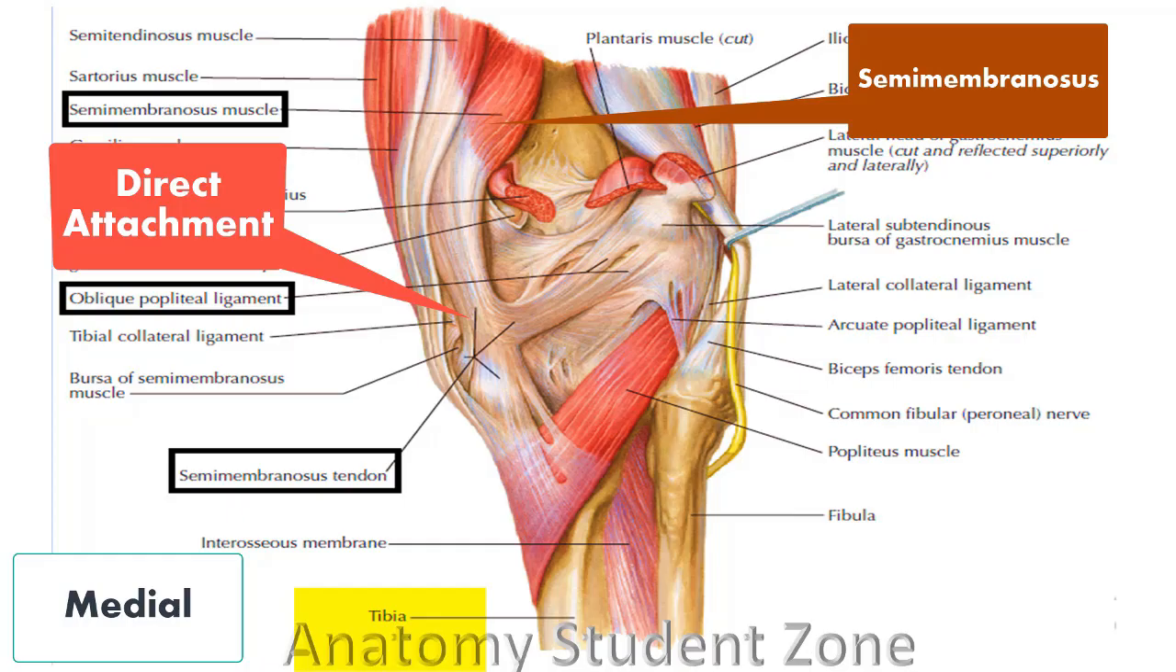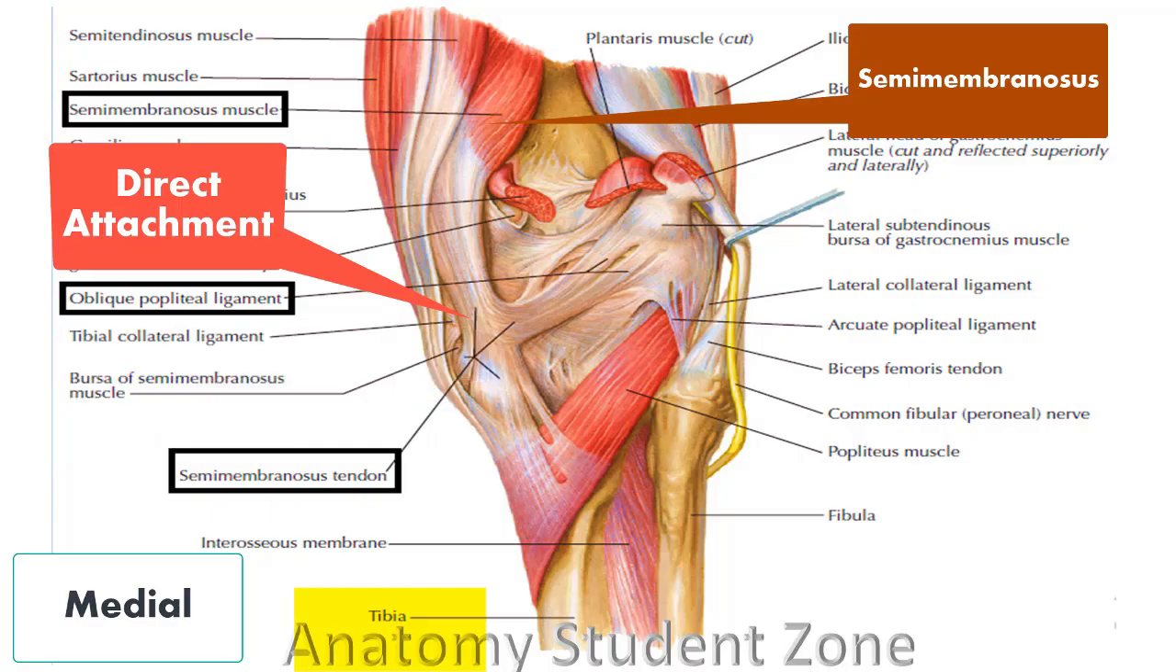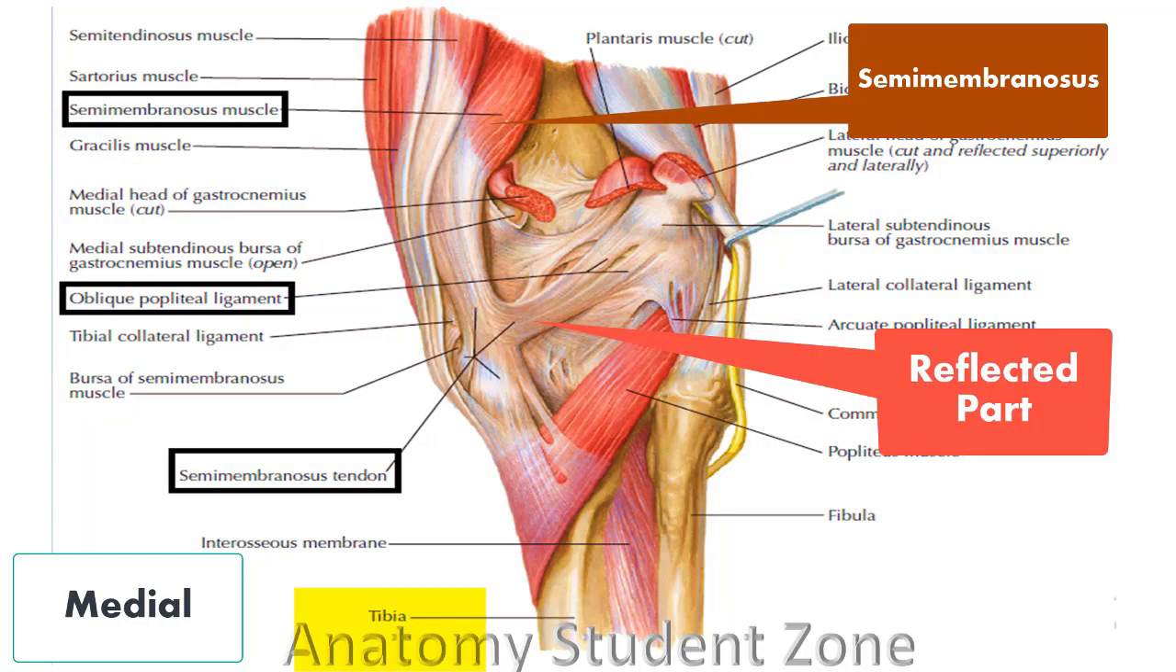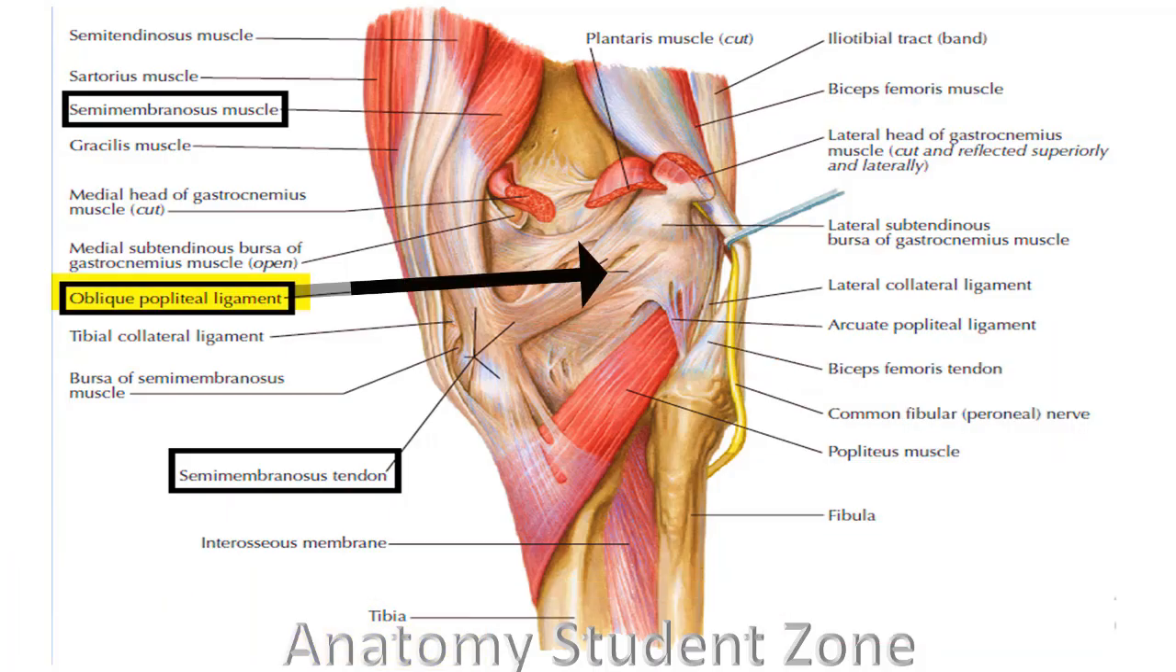The second part of this muscle blends with the popliteal fascia, as you can see here. And now the last and third part of the semimembranosus tendon is left, that is its reflected part. Reflected means it has to reflect from the medial side to the lateral side. So this part of semimembranosus reflects from medial to lateral, and on the lateral side we know there is the lateral condyle of femur. This reflected part is also named the oblique popliteal ligament. It means here we have covered a most important point, that the oblique popliteal ligament is actually a reflected part of the semimembranosus muscle.